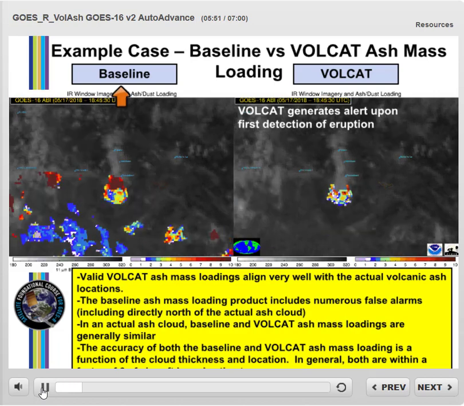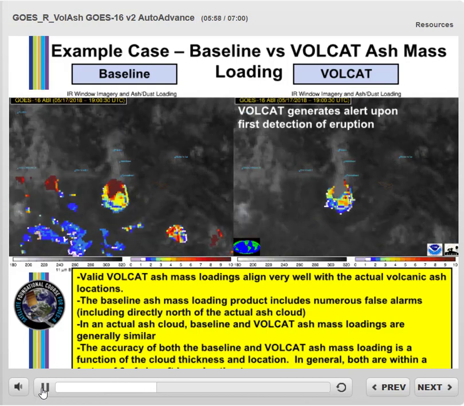This shows baseline GOES-R ash mass loading products on the left and the VOLCAT ash mass loading product on the right. Again, within the ash cloud, ash mass loading products show similar results. But GOES-R baseline products have a lot of extraneous return outside the ash cloud. Baseline and VOLCAT products do have similar accuracy within the ash cloud.